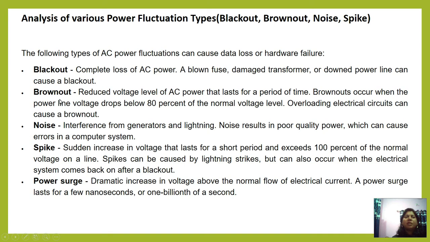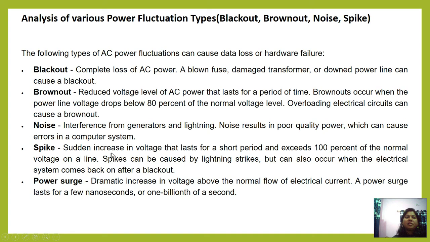Then your brownout, a reduced voltage level of AC power that lasts for a period of time. A brownout occurs when the power line voltage drops below 80% of the normal voltage level. Overloading an electrical circuit can cause a brownout. Then next is your noise, interference from generators and lightning. Noise results in poor quality power, which can cause errors in a computer system.